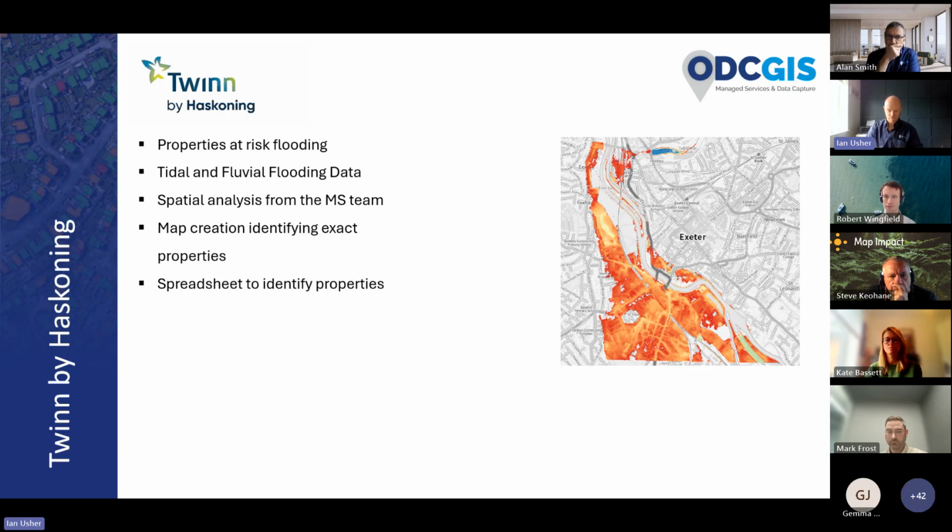Again, the managed service team can perform a spatial analysis, so we can easily identify the properties that are at risk, as well as providing a spreadsheet that shows not only current day risk but also future risk as well. And this data allows you to be proactive in understanding and mitigating the risk to your assets and land from flooding. So by identifying at-risk properties in advance, you can plan necessary precautions to protect your investments and ensure resident safety as well.